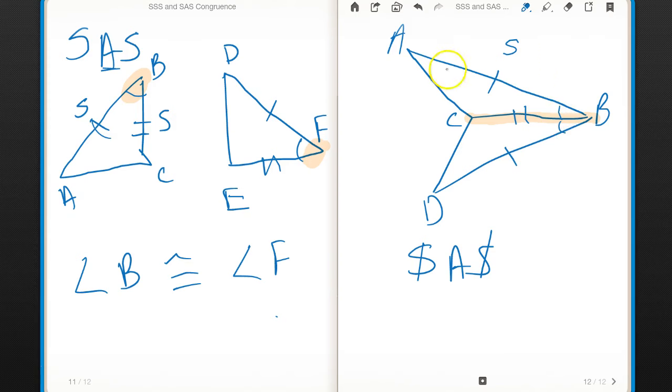Now let's label the angle correctly. I mean, we can't say angle B and B. That doesn't make sense. So we'll come from the top here. We'll go A, B, C, angle A, B, C. So we went from A to B to C. So for this one, it'll have to be congruent to D, B, C.